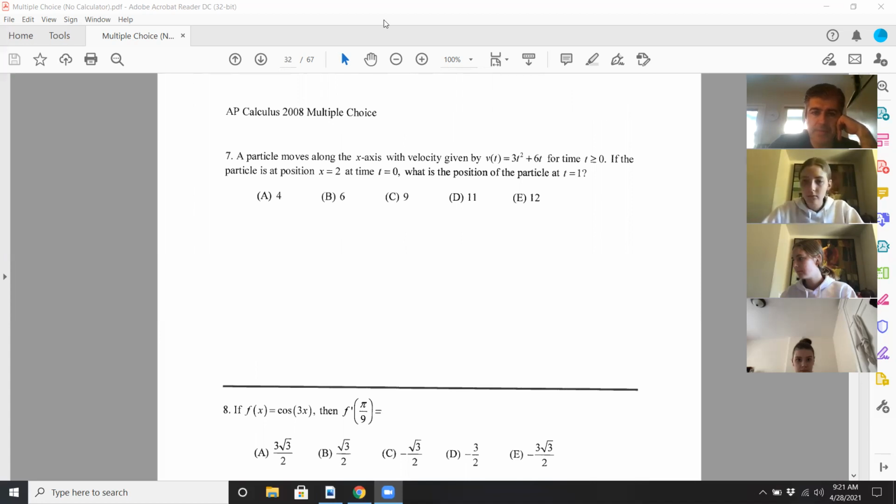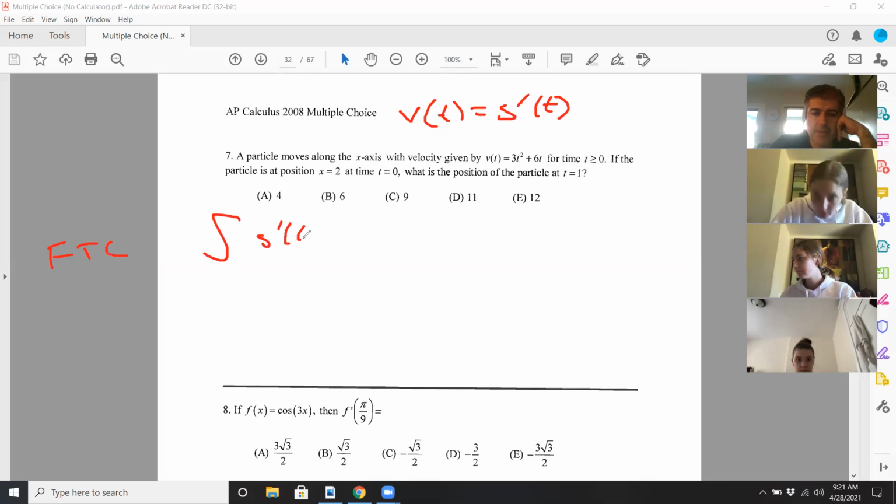Now, here's what we know. We know that v of t is the same thing as s prime of t. We know this. And we also know, because of the fundamental theorem of calculus, if I integrate a derivative from a to b, the integral and the derivative knock each other out, so it becomes s of t, but I'm plugging in b and a. So that's FTC at its finest.